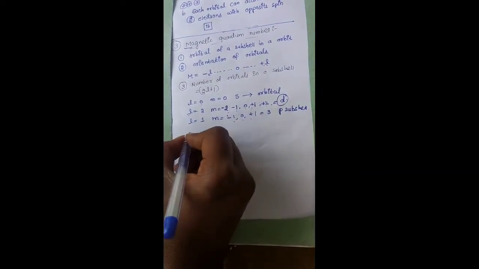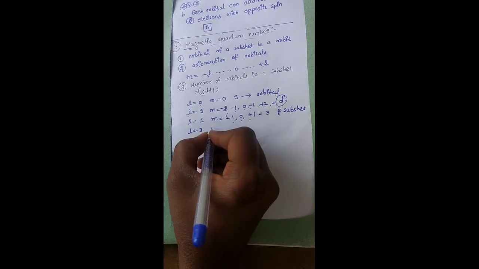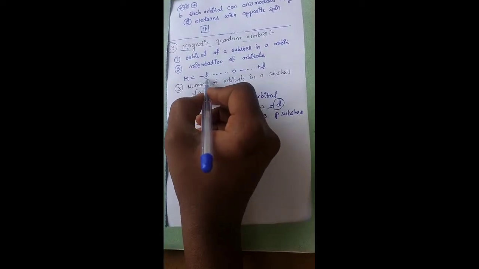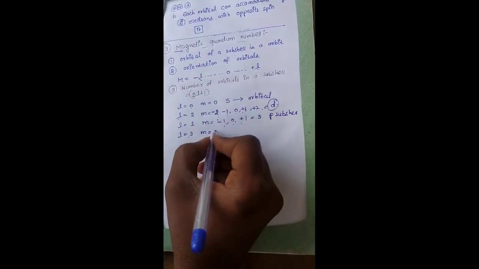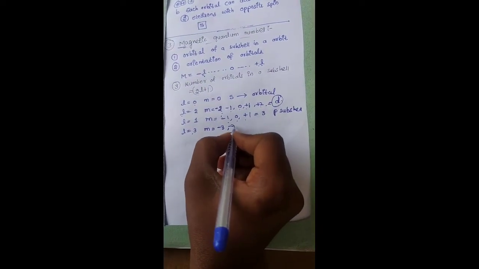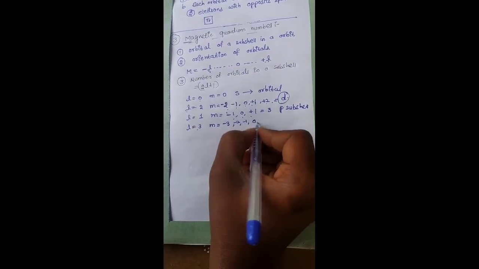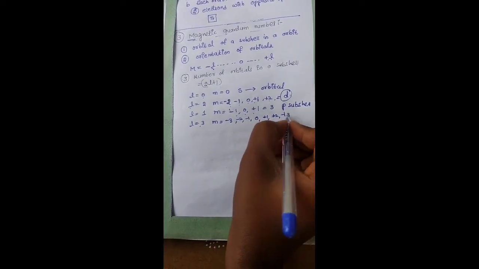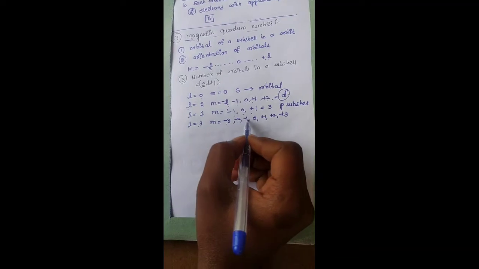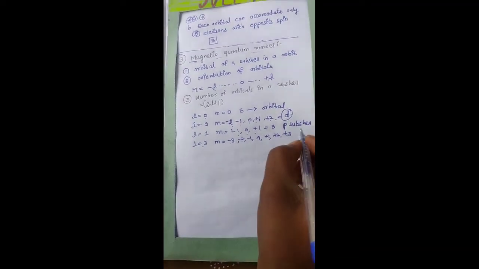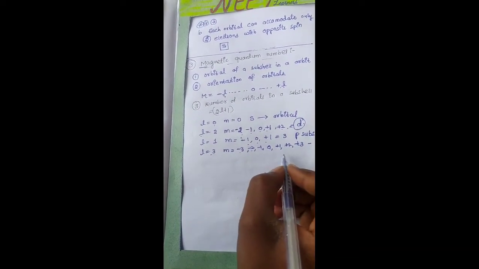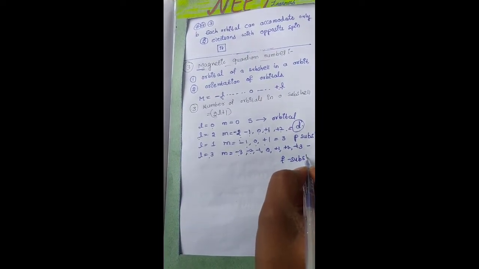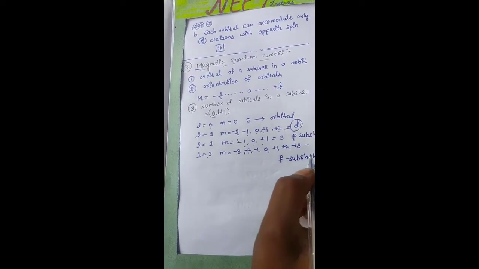And also we will take L is equal to 3. So here M is equal to from minus 3 to plus 3: minus 3, minus 2, minus 1, 0, plus 1, plus 2, plus 3. Let's count: 1, 2, 3, 4, 5, 6, 7. There are 7 orbitals, it is the F subshell. It has only 7 orbitals. Okay students, have you understood?